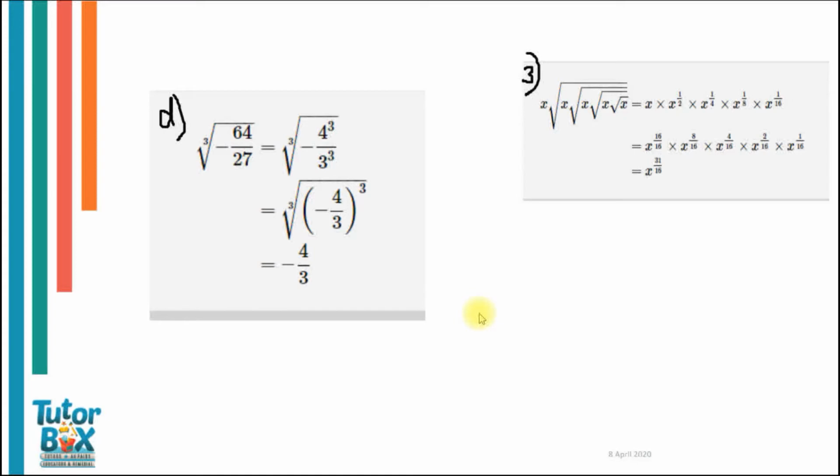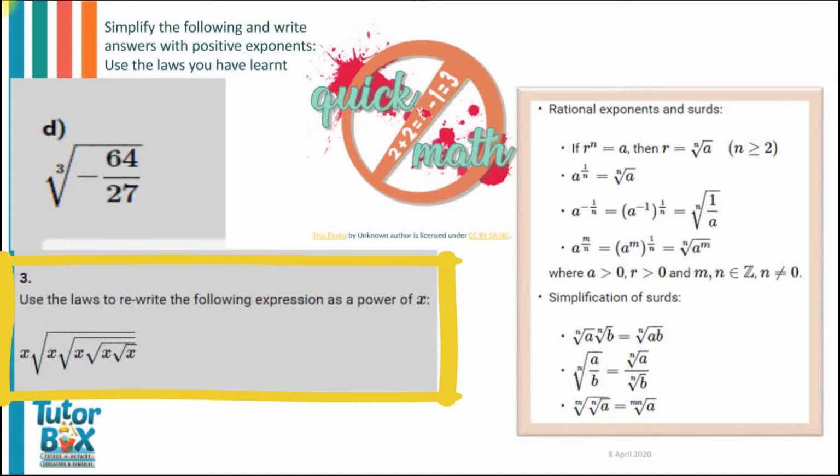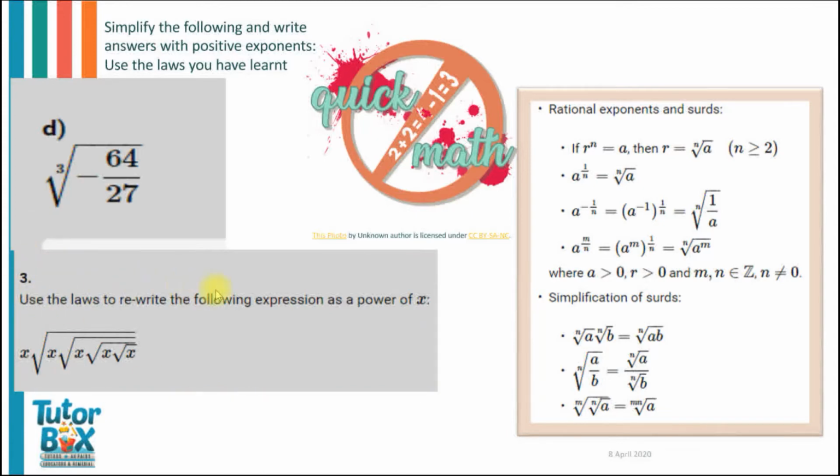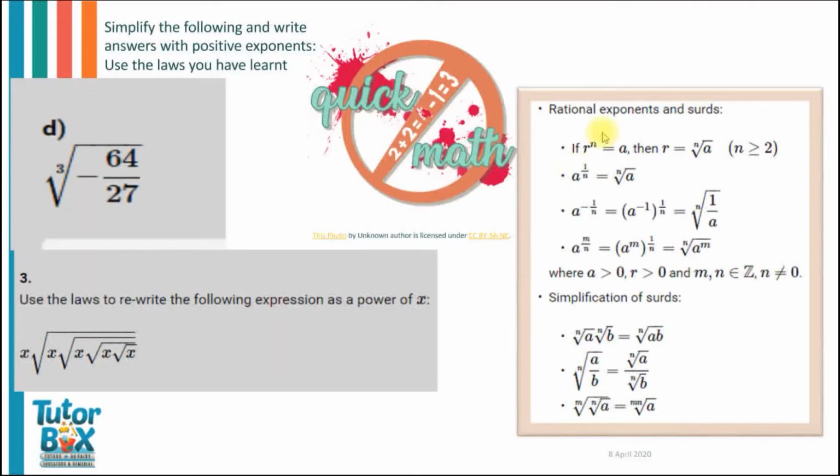Okay. And then the second one was saying use the laws to rewrite the following expression as a power of x, right? So you want to use the laws to rewrite this as a power of x. So basically what this is saying is x times square root of x times square root of x times square root of x times square root of x. Let's look at the memo. So this will equal x times, okay, if we change square root of x, this will become x to the power of 1/2. Okay, guys.